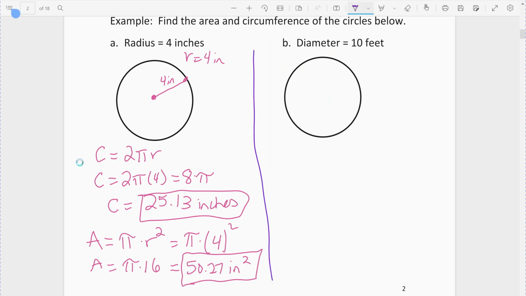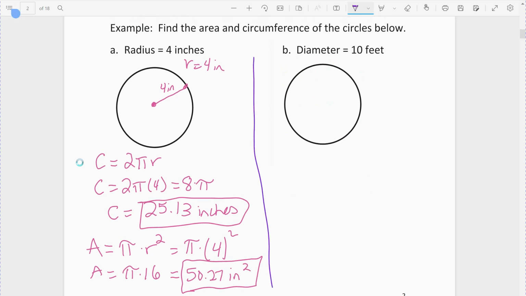All right, now the other circle. Looking at the other example, this time the problem gave us the diameter. So remember, the diameter is the distance from one side of the circle to the other side of the circle, cutting through the center. So the diameter is 10 feet. Well, we don't want the diameter, we want the radius. So the radius is 1/2 of that. You take your 10, divide by 2, and so that's going to come out to 5 feet. So our radius of this circle is 5 feet.